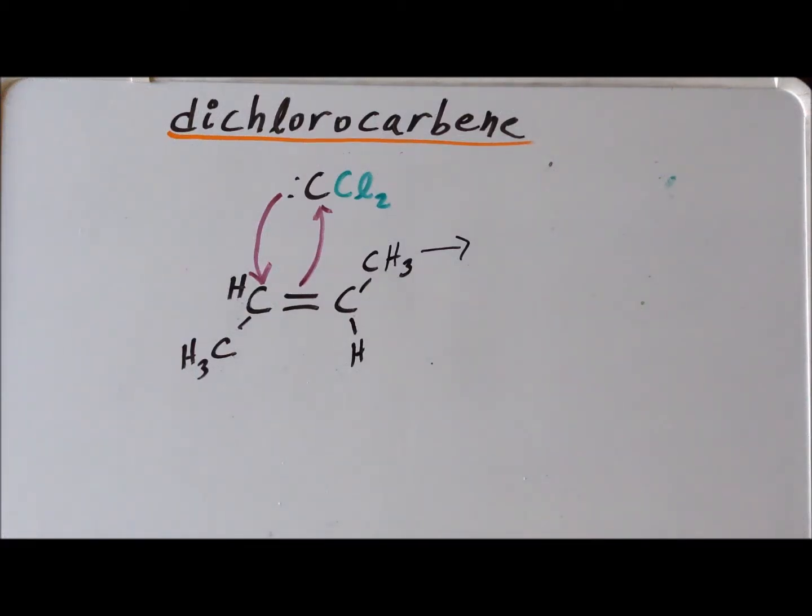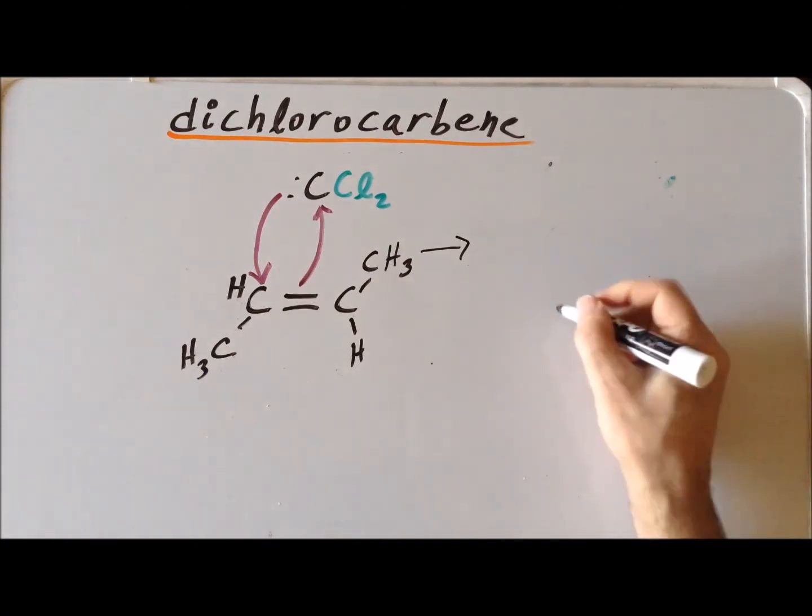To better appreciate the effect that the addition of singlet dichlorocarbene has when it adds to alkenes, as far as a stereochemical sense, a nice example is now to look at trans-2-butene. Here, the two methyl substituents at the ends are on opposite sides of the double bond, which makes them trans. So let's see how that affects our final product.